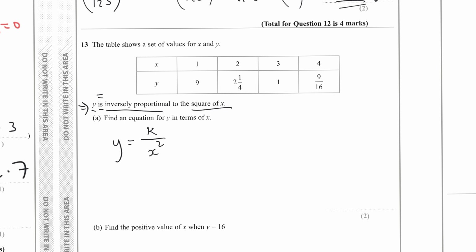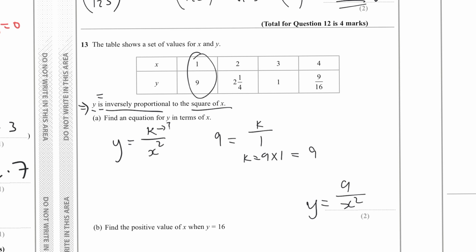That is it. However, here it's given us values of x and y, so we can actually use these to work out what our constant k is. So I'm going to use the first pair because they're quite nice and easy numbers. So I'm going to substitute them into what we have so far. So it'll be 9 is equal to k over x squared, so 1 squared is 1. If we rearrange this, k is equal to 9 times 1, k is equal to 9. So therefore the full equation will be y is equal to 9 over x squared.